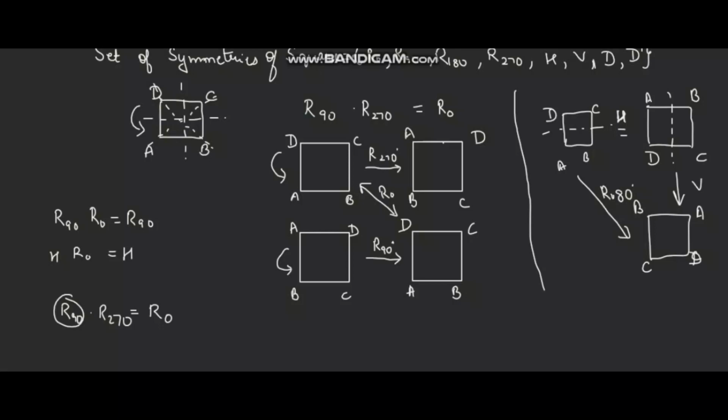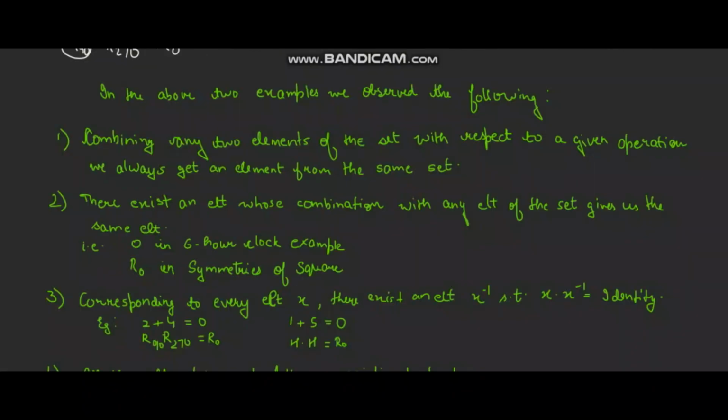So in these two examples we saw that first, combining any two elements of the set with respect to a given operation, we always get an element from the same set. That is, in the above examples, if we combine any two elements of the set, we get an element from the same set, right? And I have written here "with respect to a given operation". In the first example, the operation was addition, clock addition, the way we add numbers on a clock. So the operation was addition.